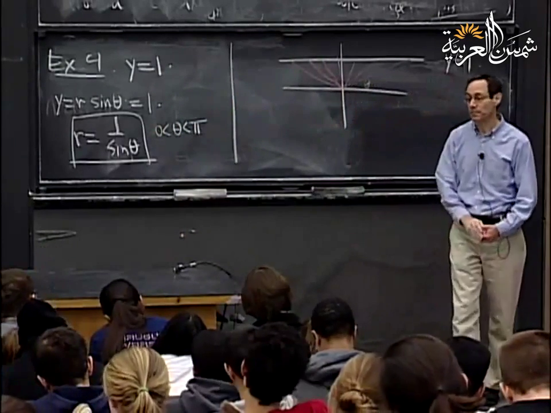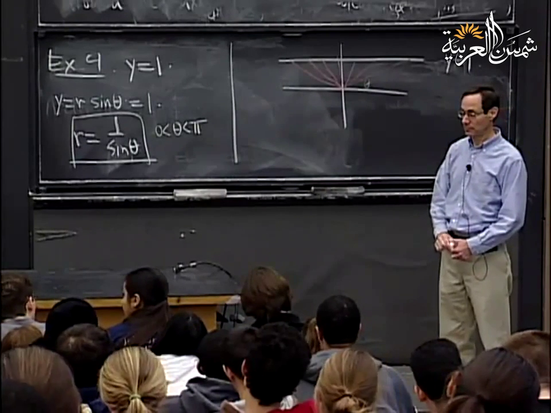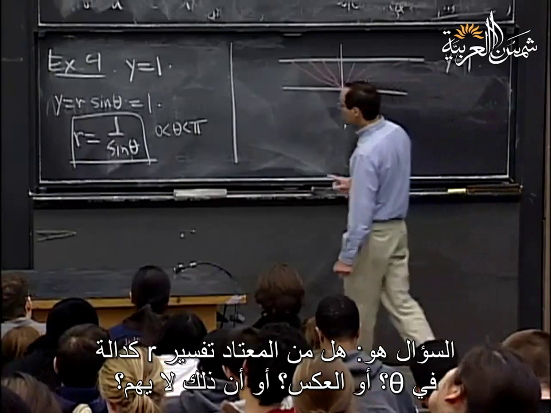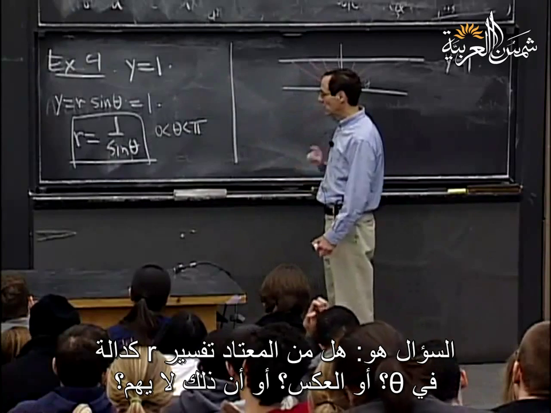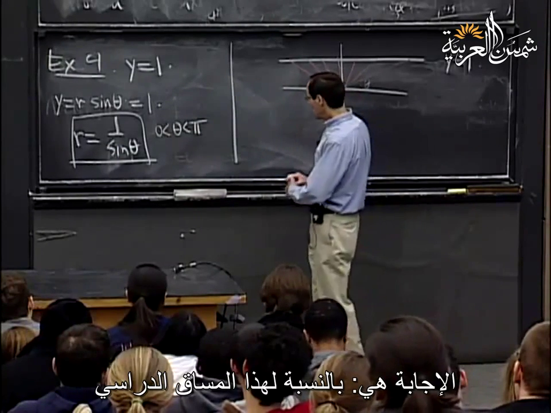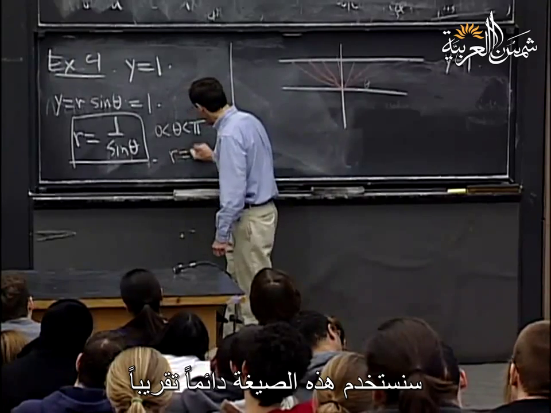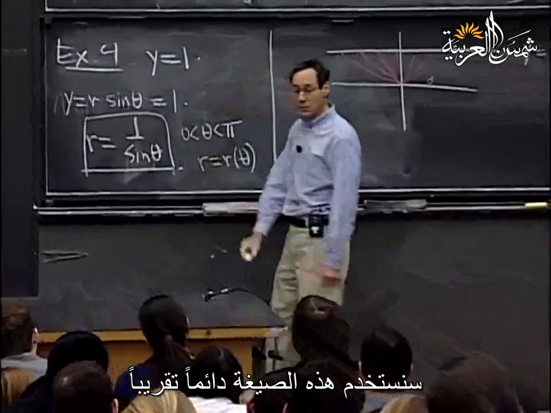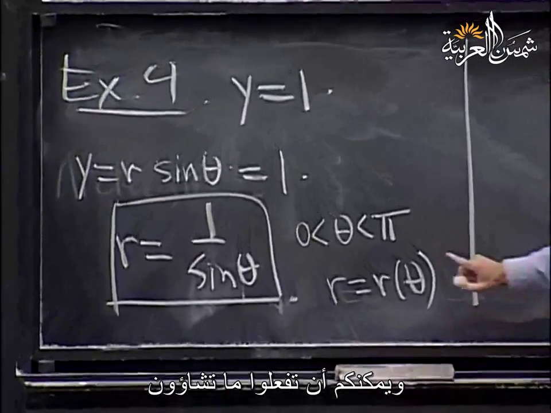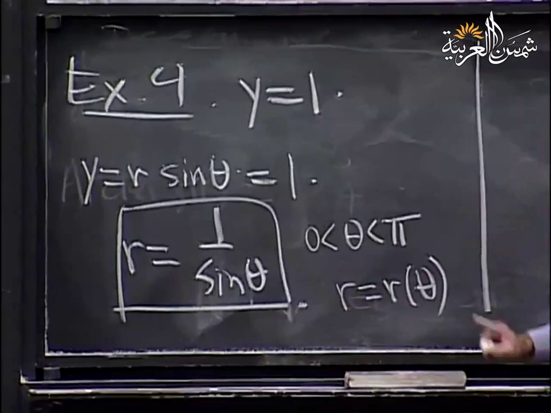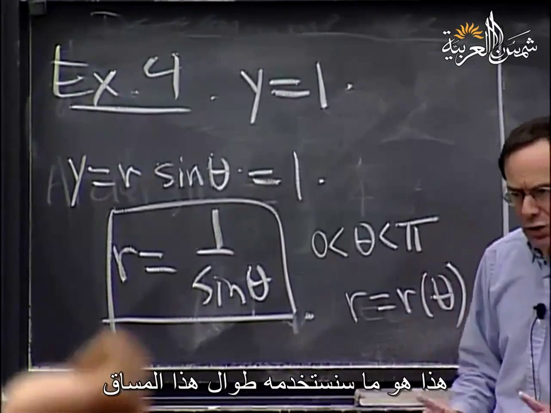Question: Is it typical to express r as a function of theta or vice versa, or does it not matter? The answer is that for the purposes of this course, we're almost always going to be writing things in this form. R is a function of theta. And you can do whatever you want. This turns out to be what we'll be doing in this course exclusively.